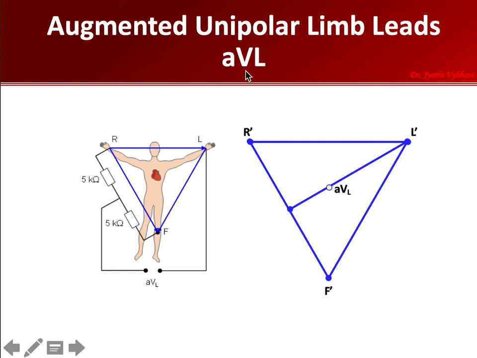So how did he make the AVL? Goldberger now put the positive electrode on the left arm and negative electrodes with resistance on the right arm and the left foot. So this became the AVL lead. So this is the indifferent electrode and this is the positive electrode, that is the unipolar limb lead, and the axis is drawn from the positive electrode to the center of the other two indifferent electrodes, okay.